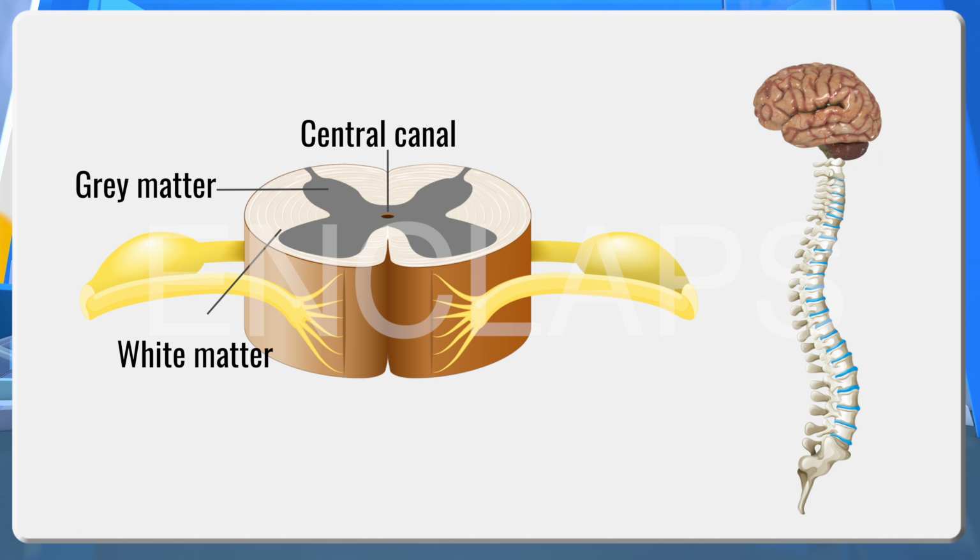Now, what are the peculiarities of a spinal cord? There are 31 pairs of spinal nerves arising from the spinal cord. A dorsal root and a ventral root join to form a spinal nerve. Sensory impulses reach the spinal cord through the dorsal root. Motor impulse goes out of the spinal cord to the ventral root.